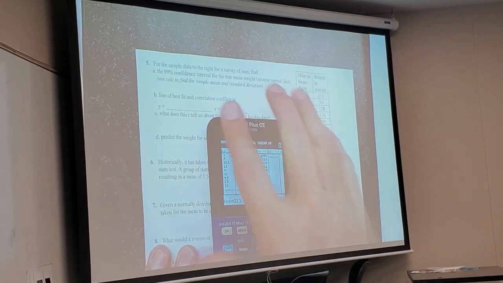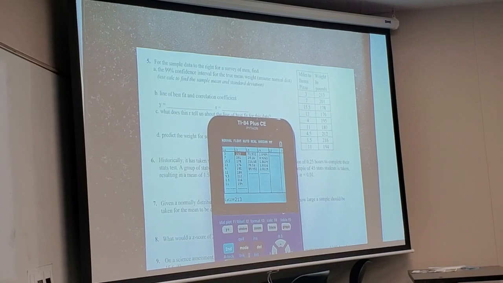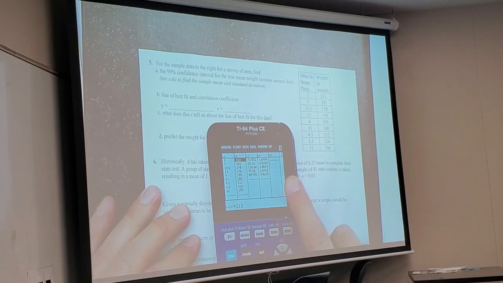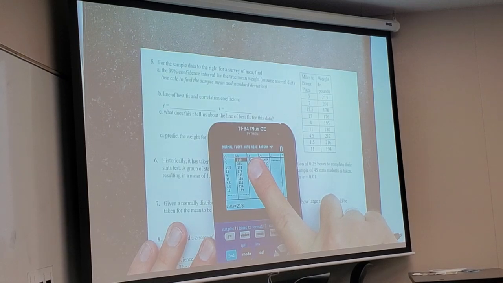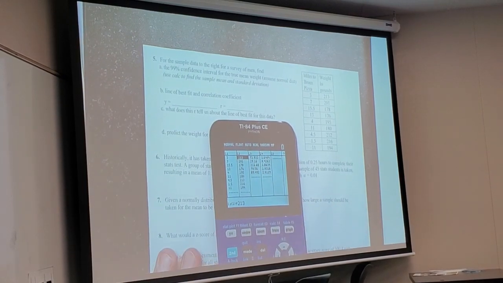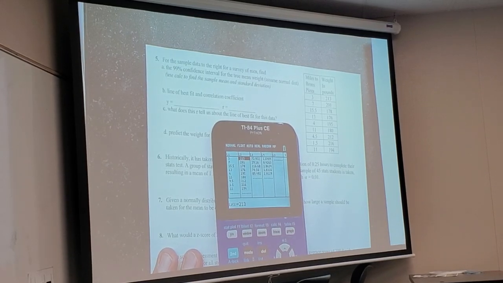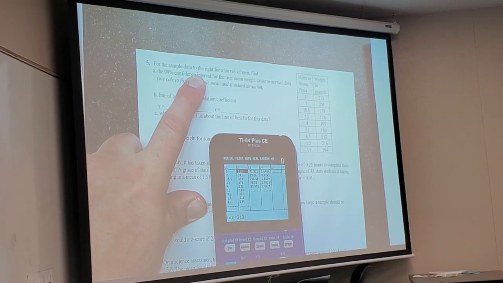How do I find what I need? And look at me being so nice. I'm not going to say this italicized stuff in the final. But what do I do to get what I need? Can't always get what you want, but what do I do to get what I need? Yes? Do the list and then go over to LinReg. Nope, not yet. I'm doing part A. Part A? Confidence interval. All right, so let's start here.